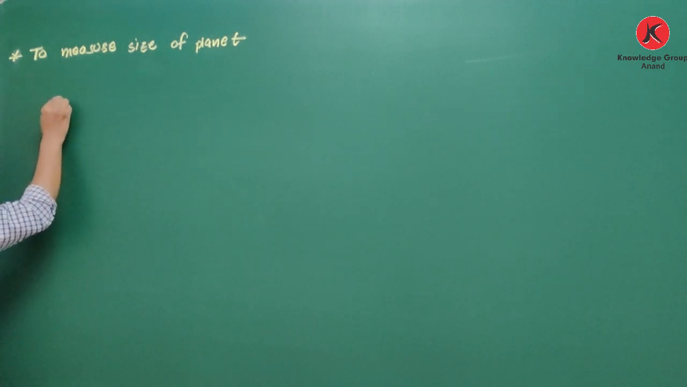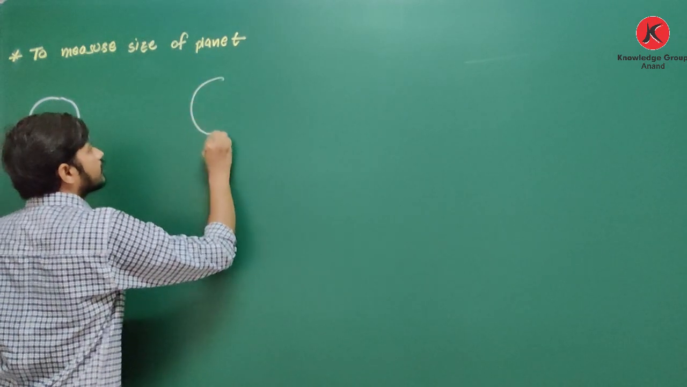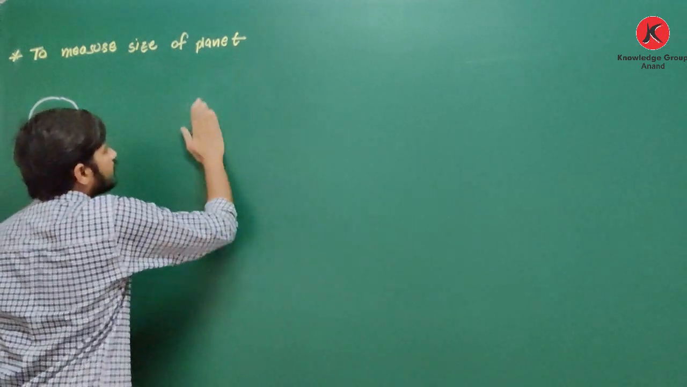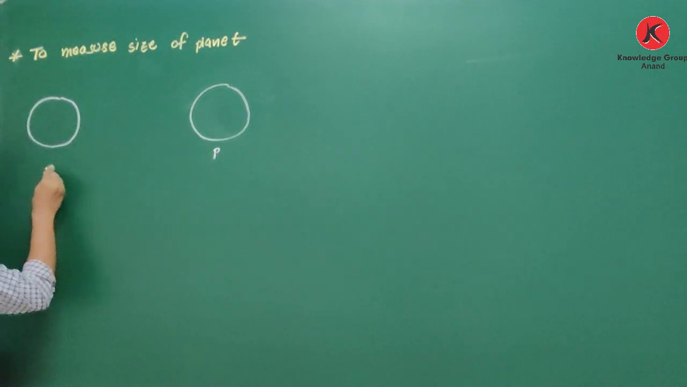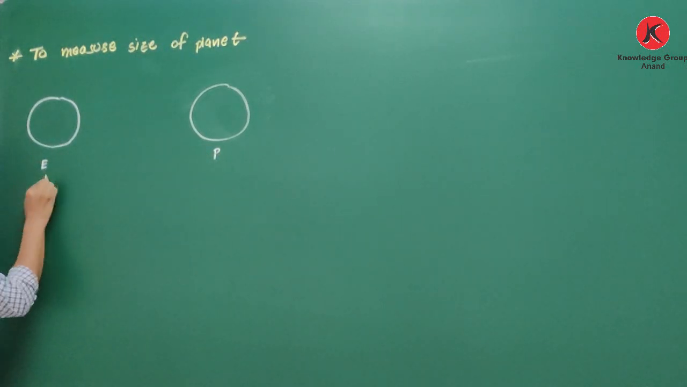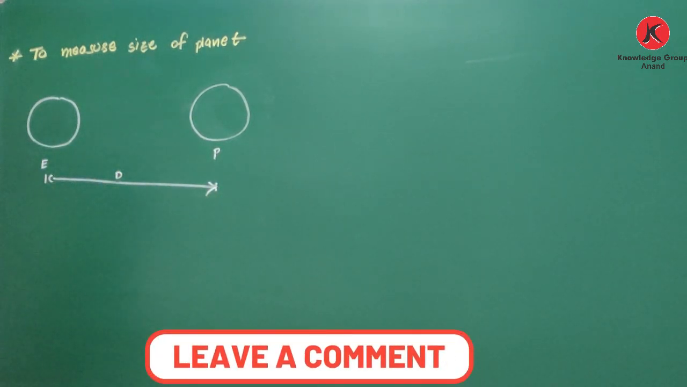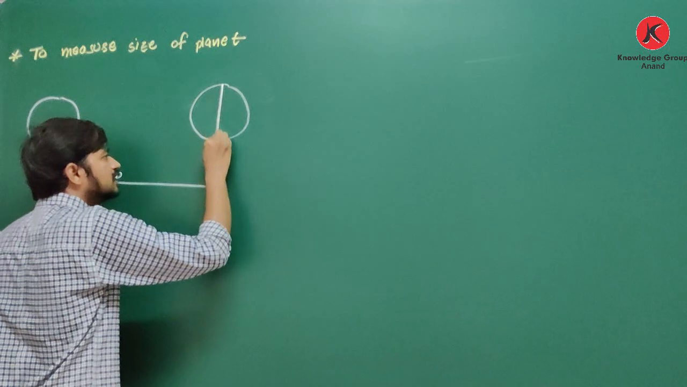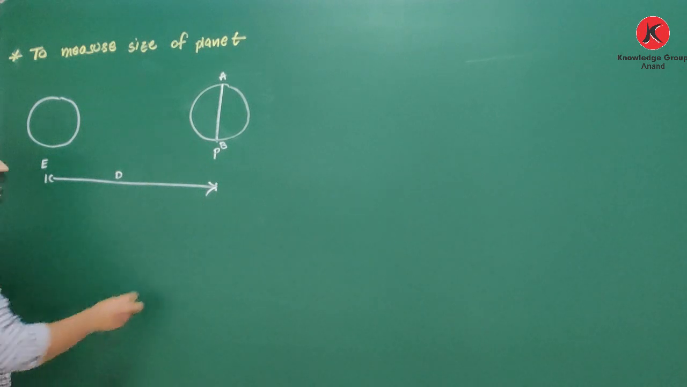See, here it is, that is Earth. It is the planet. P is the planet, E is Earth. The distance between Earth and planet is capital D. We know how to find the distance between Earth and planet. Now we have to find the size of the planet. That is left. It is the size of the planet, A to B.